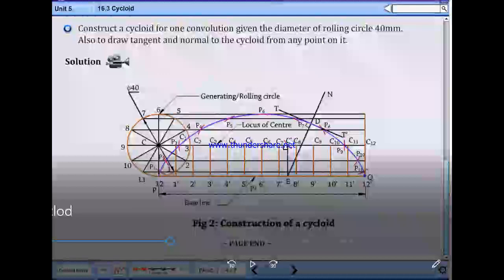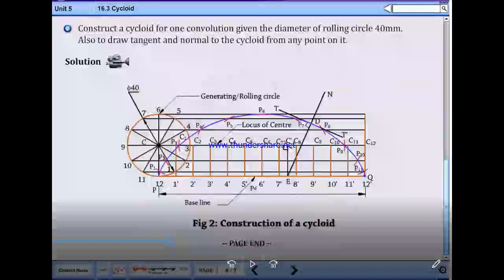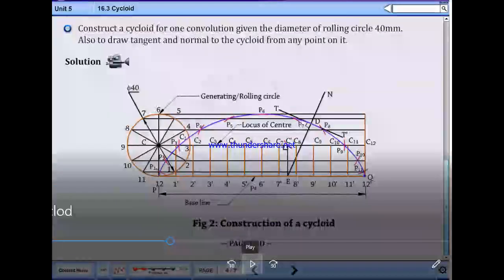Now note down the construction of cycloid for one revolution. Given diameter of rolling circle 40 mm. Also to draw tangent and a normal to the cycloid from any point on it. First note down the figure and listen to the explanation of the construction of cycloid with the given data.